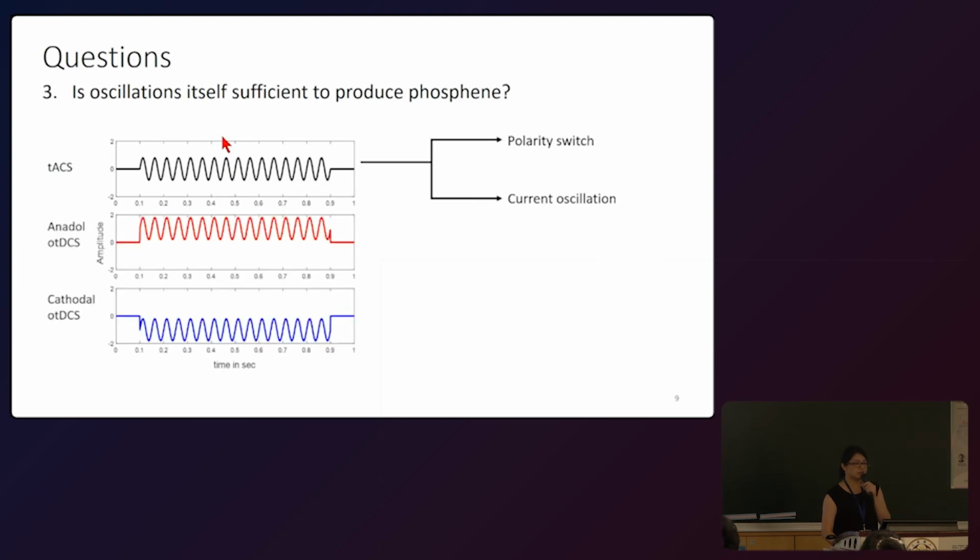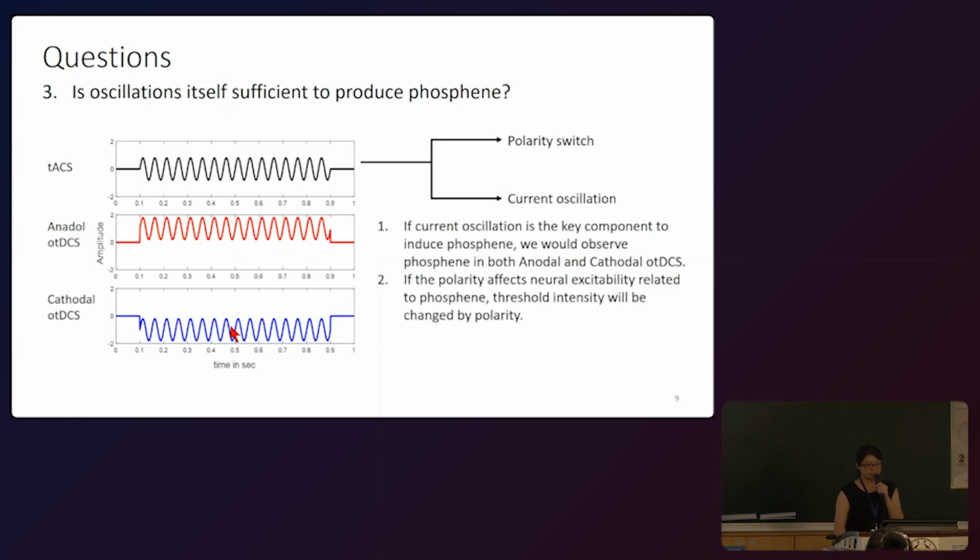To test this idea, we add another kind of stimulation technique here, the oscillatory transcranial direct current stimulation, which is OtDCS, so I'll say OtDCS later. One OtDCS means the oscillation always happens on the positive side, and the other means the oscillation happens only on the negative side. So we can test whether, without polarity switch, the OtDCS can still induce phosphene percepts, and if they do, whether the positive or negative side has an effect on the perception.